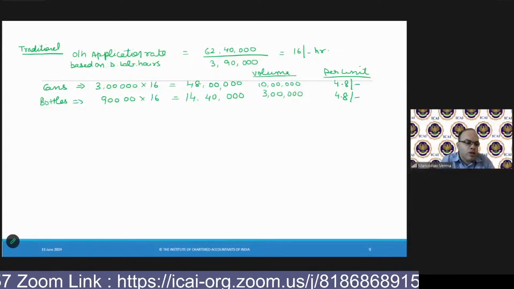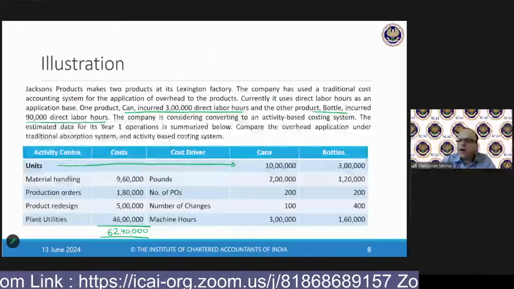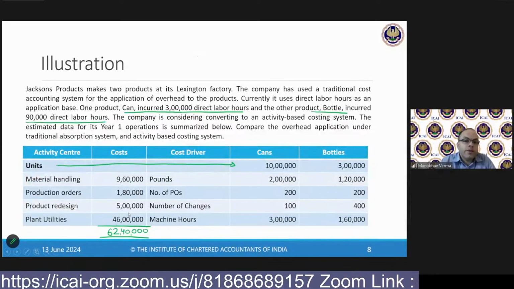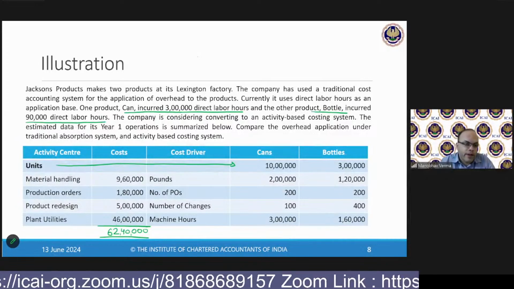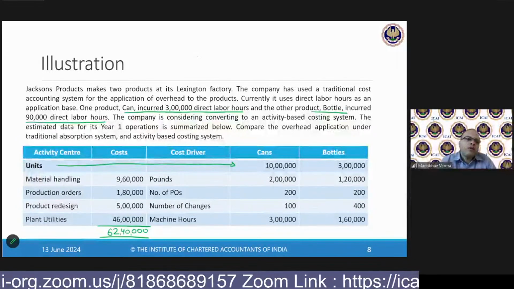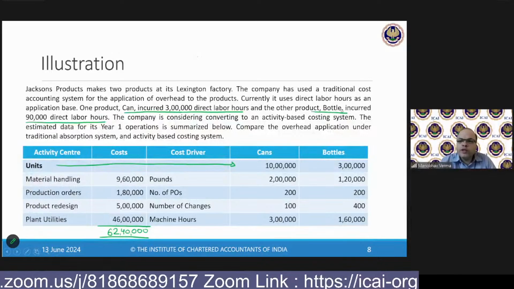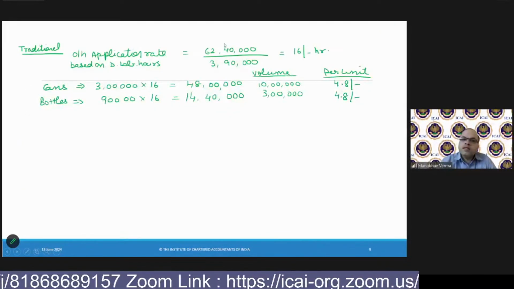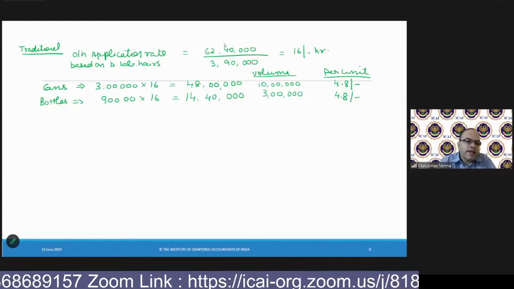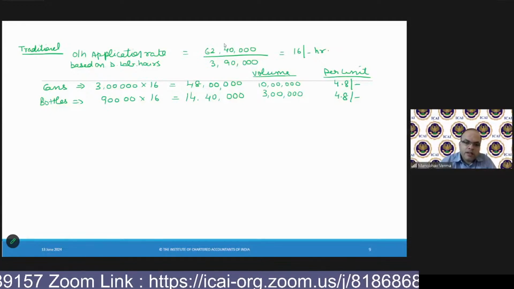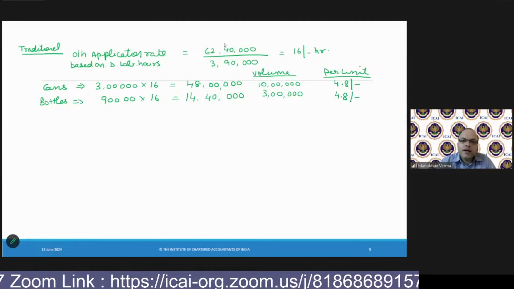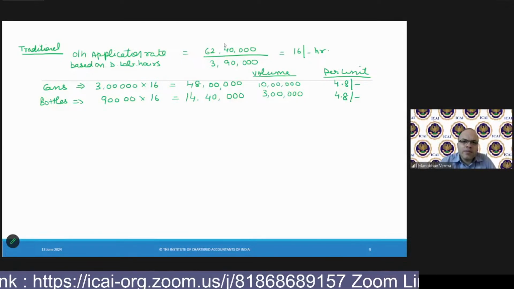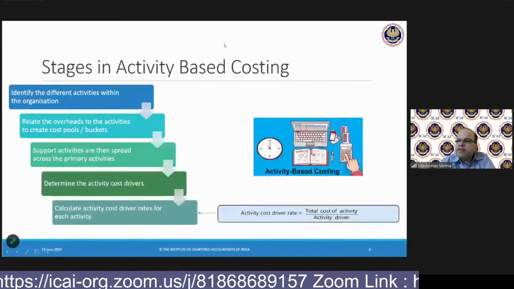Because the requirement over there was to do a comparison, right? Compare the overhead application under the traditional absorption system with the activity-based costing system. So if I talk about the activity-based costing system, what should we do, guys? What we have done till now is the traditional mechanism. But once we need to work around the activity-based, the first step, as we saw earlier, is to identify the different activities.